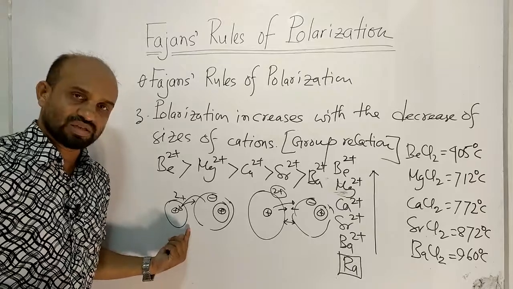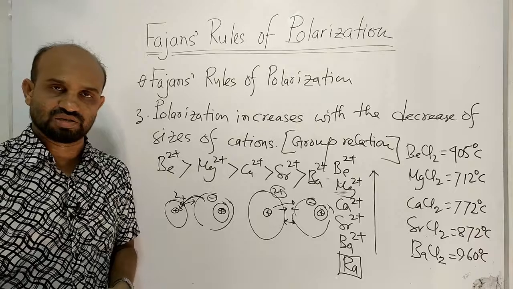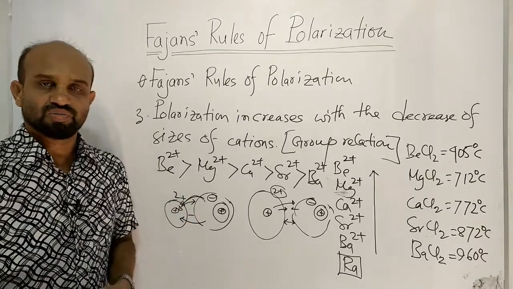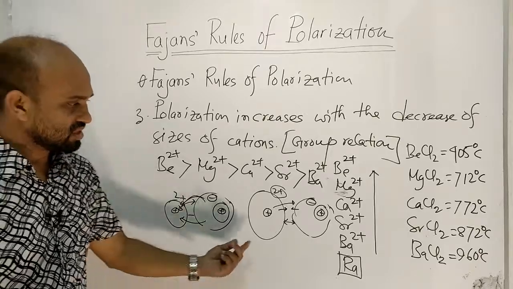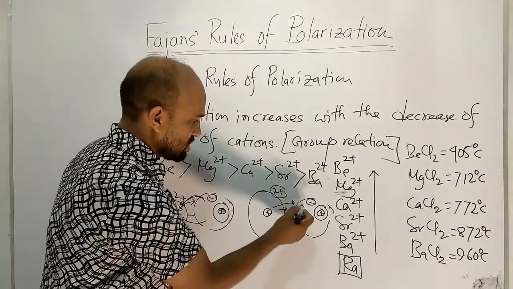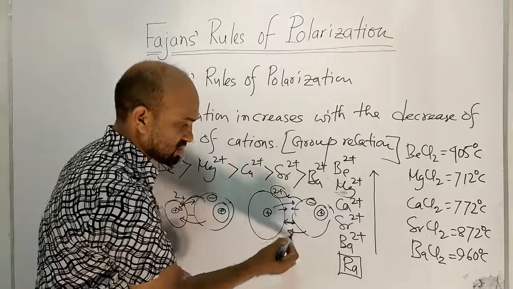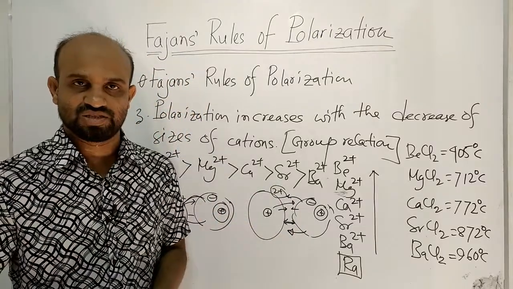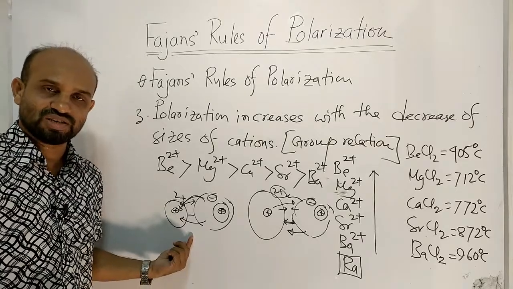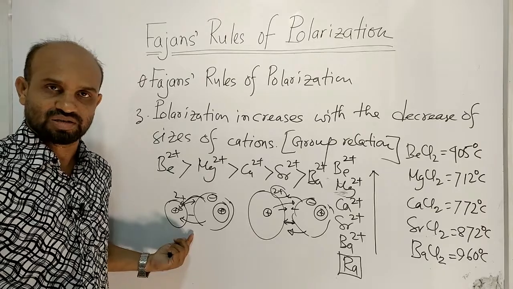So in this case, more attraction, more polarization. Less distance, more attraction, more polarization. Here charge density is less, so less attraction. Distance is more, less attraction, that means less polarization. So here more polarization, and in this case the compound attains covalent character.